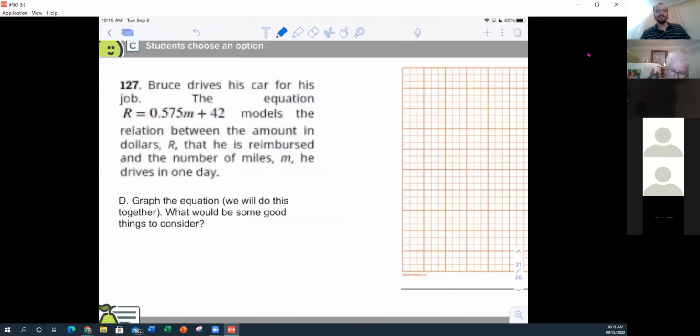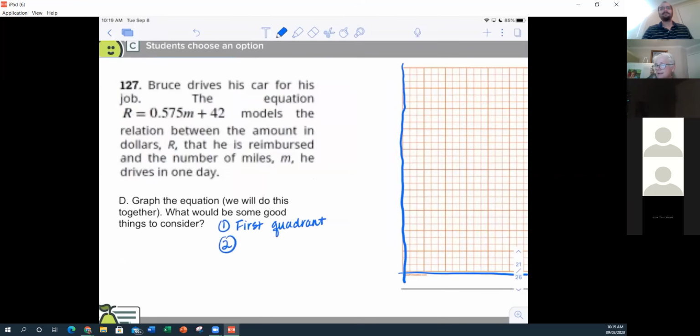So usually what I do is I just start out with, make sure that you get the first quadrant. So that's a good thing to consider. With an application problem, usually you're just working with the first quadrant. Secondly, what we're looking for, super important, is to label your axis.